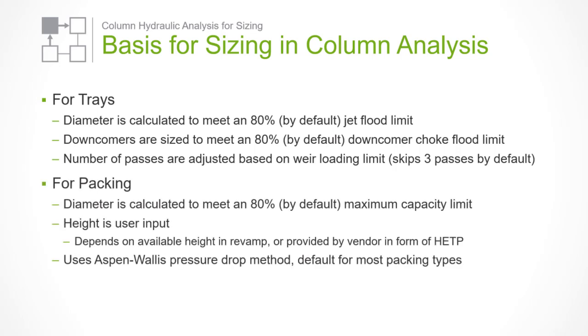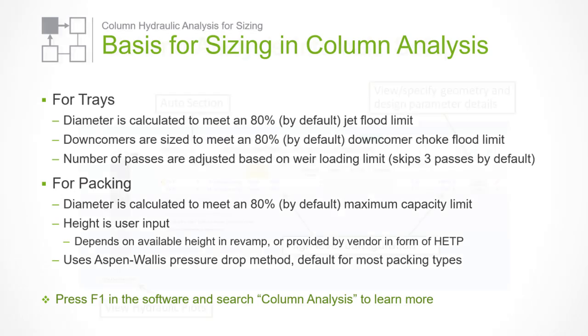For a packed internal type, the diameter is calculated to meet an 80% maximum capacity limit, and the height is input by the user. The height is determined by the available height in a revamp, or it is provided by the vendor in the form of HETP. Packed internals use the Aspen-Wallace correlation to calculate pressure drop. This is the default selection for most packing types. More detailed information can be found by pressing F1 for help.